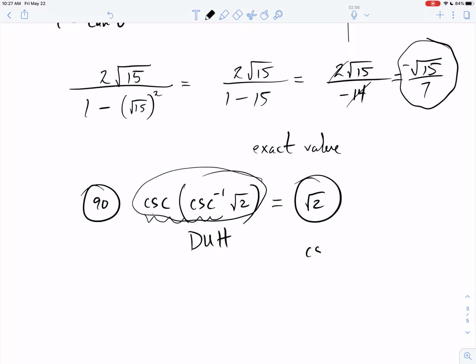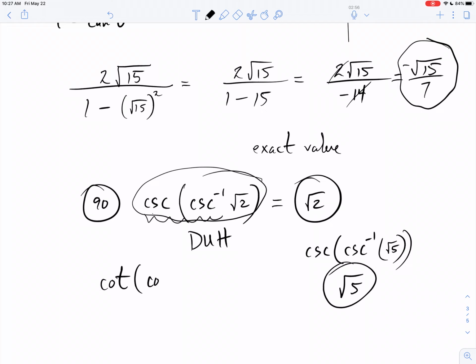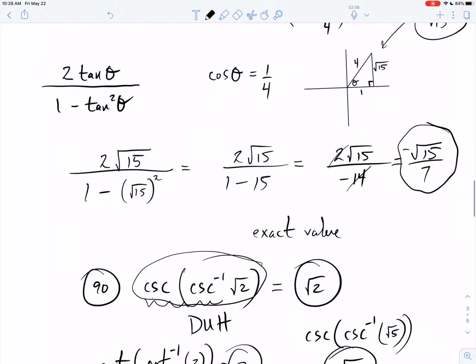So if they said, what is the cosecant of cosecant inverse of rad 5, I would say the answer is rad 5. If they said, what is the cotangent of cotangent inverse of 2, I would say the answer is 2. Some of these, don't let them fool you. Let's go back to the top.